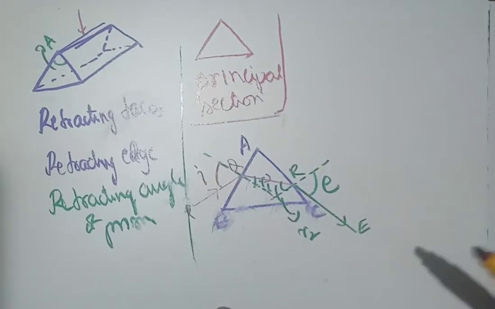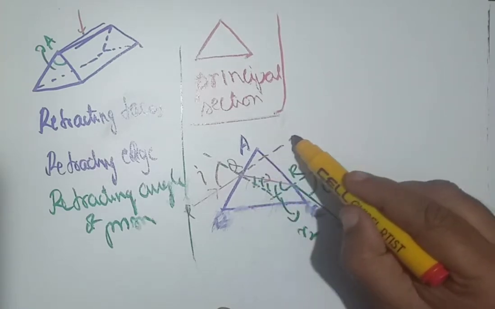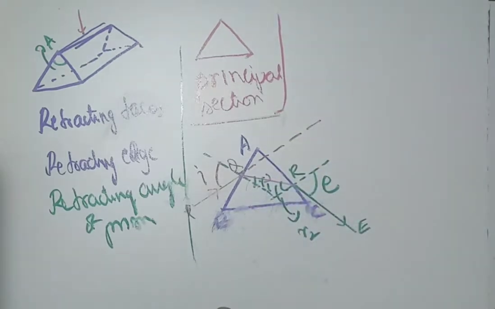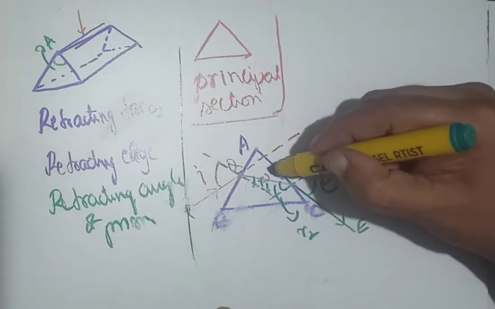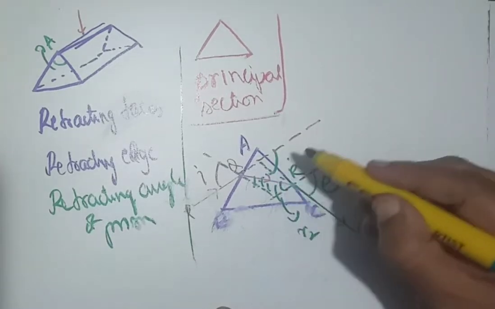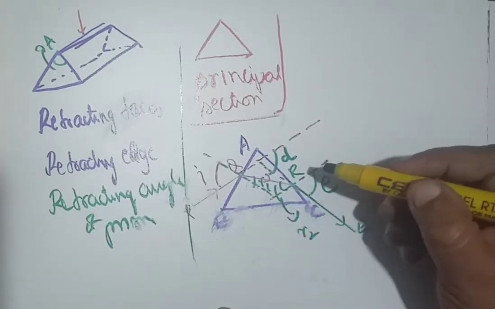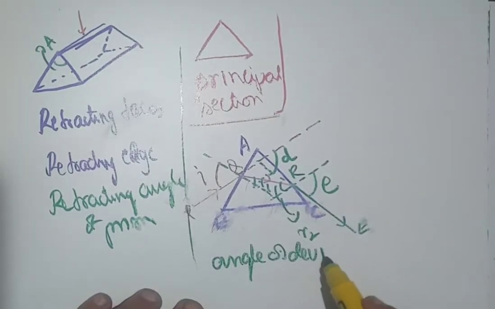So we also extend the incident beam. If there is no prism, the incident beam might have traveled like this. And if you extrapolate the emergent ray, they meet at a point on the incident beam. And they create an angle. This angle is denoted by D. It is called as angle of deviation.